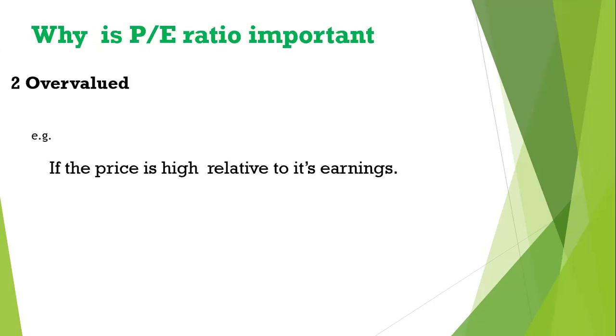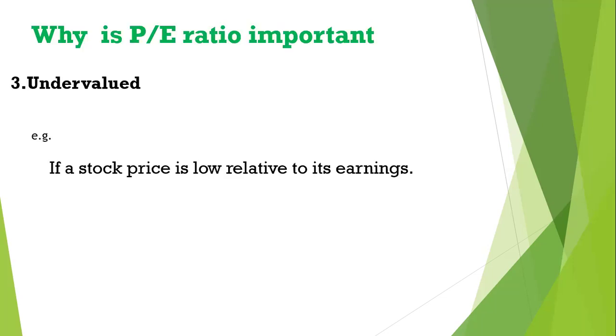The next one would be overvalued. It's used to determine if the company is overvalued or undervalued. A company is overvalued if the price is higher relative to its earnings. The next one is whether the company is undervalued. If the stock price is lower relative to its earnings, then that company is undervalued.